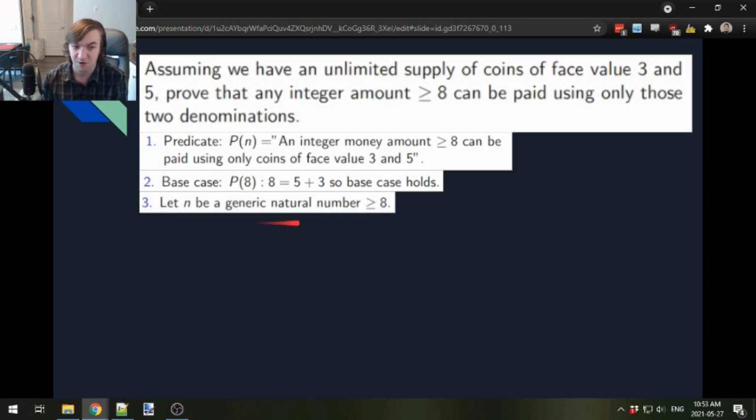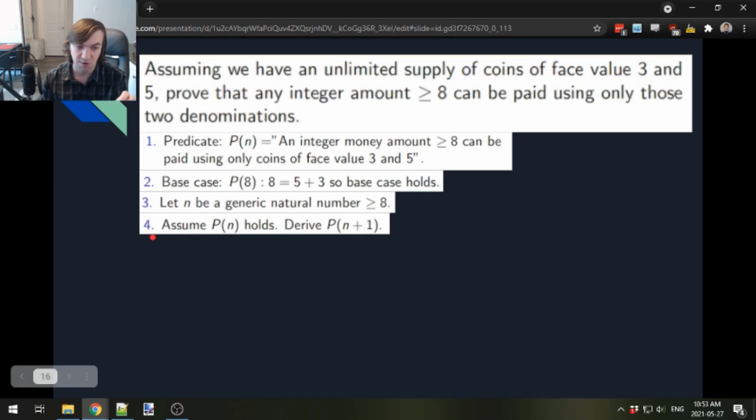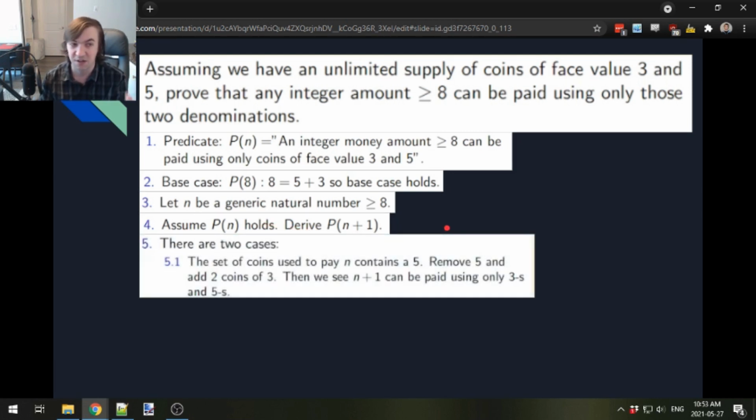suppose n is a generic natural number that's greater or equal to 8, and we want to assume P(n) holds. This is our inductive hypothesis. We suppose P(n) holds for a generic natural number greater or equal to 8. We want to show that P(n+1) must also be true if P(n) is true. So here's our inductive step.